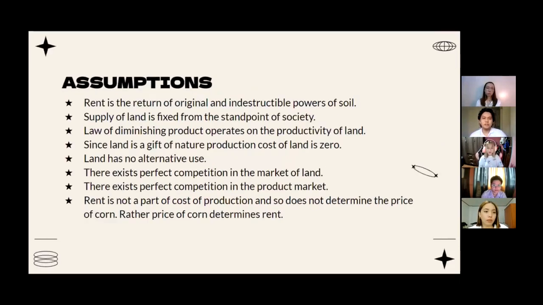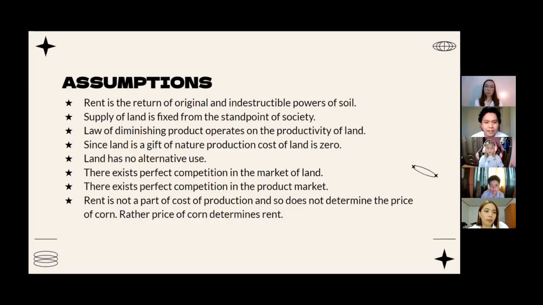So, some assumptions of the Ricardian theory of rent. Rent is the return for the original and indestructible powers of the soil. The supply of land is fixed, and the existing quantity is also fixed, because it is gifted by nature and cannot be increased or decreased. Since the law of diminishing returns, or increasing costs, operates in agriculture, the law of diminishing product operates on the productivity of land.